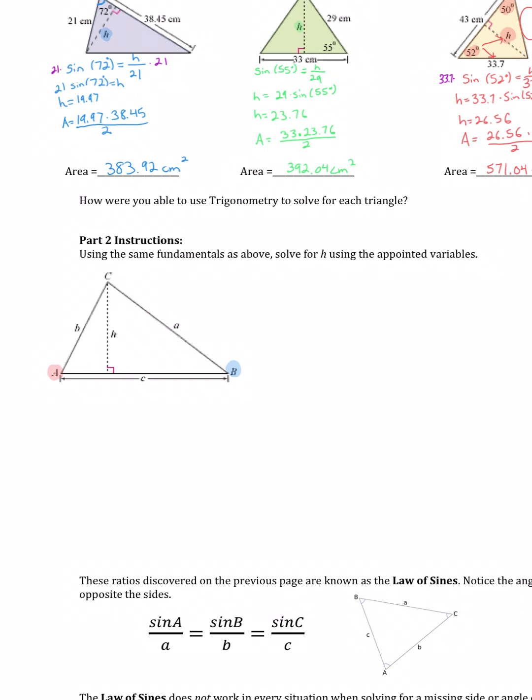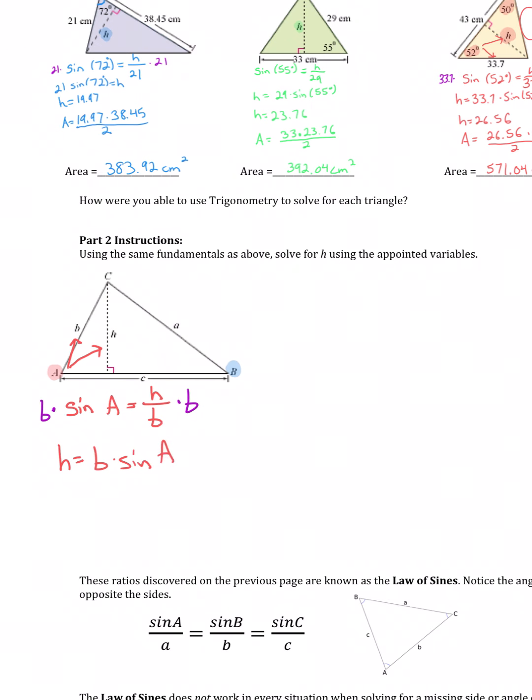Okay, so if you're stuck, then we'll show you what the first one's going to look like. It's going to be sine of A equals h over b, because sine of A is opposite over hypotenuse of that small triangle. Then we want to solve for h, very similar to what we did on part 1. Multiply both sides by b, and we end up getting h equals b times sine of A.